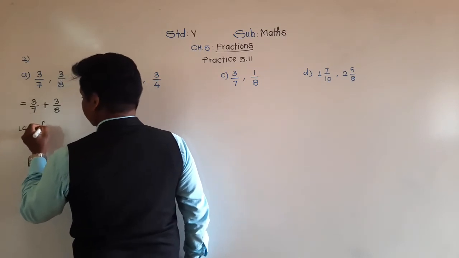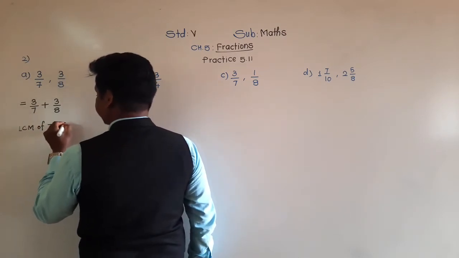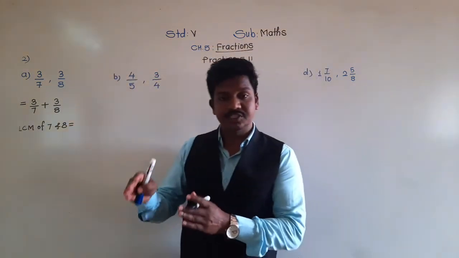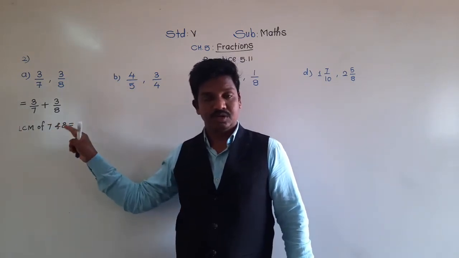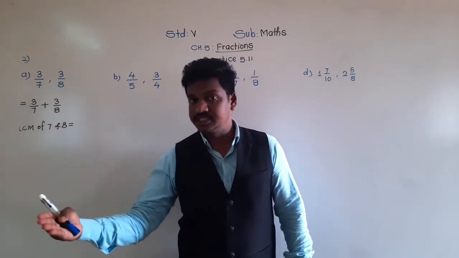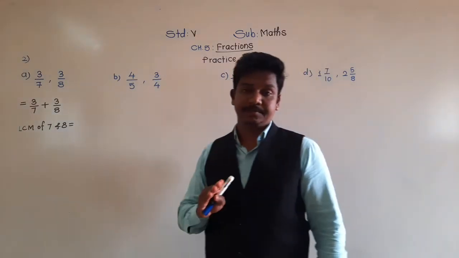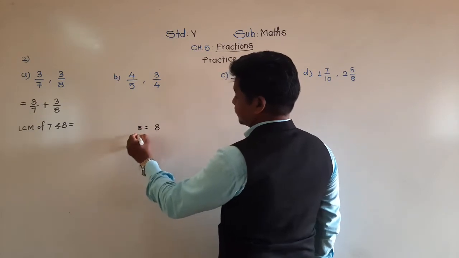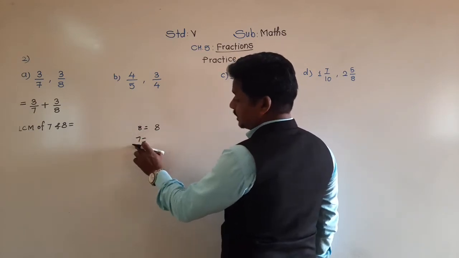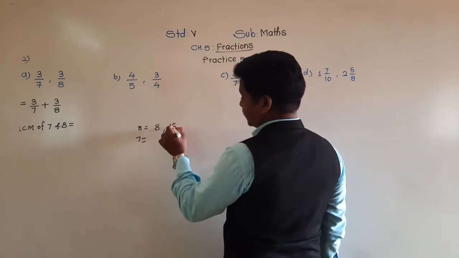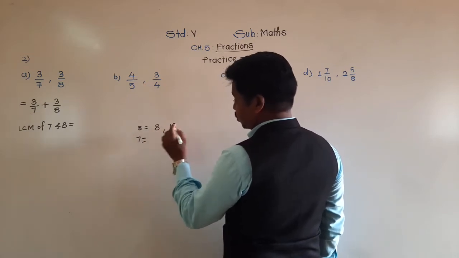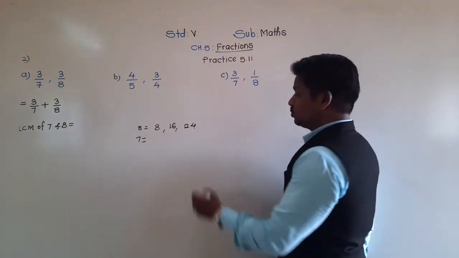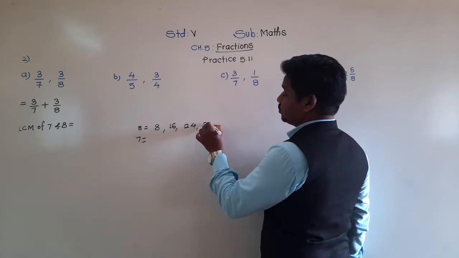LCM of 7 and 8 means such a number which is in the table of 7 and 8, in the table of both these numbers. Such smallest number which is in the table of both 7 and 8. Now if you see the table of 8. 8 ones are 8. Is there 8 in the table of 7? No. 8 twos are 16. Is there 16 in the table of 7? No. 8 threes are 24. Is 24 in the table of 7? No. 8 fours are 32.